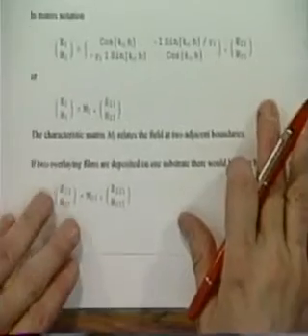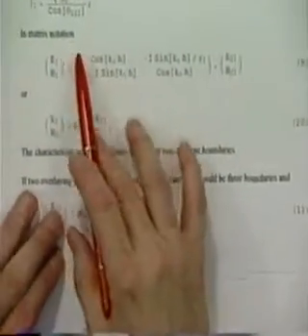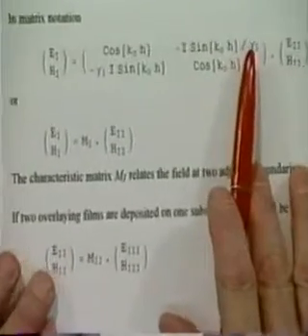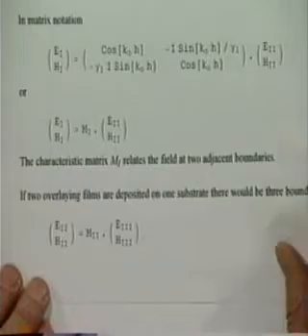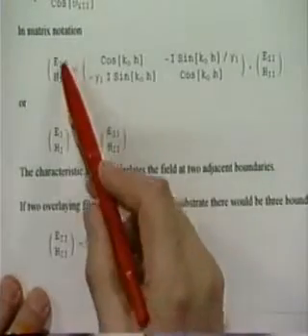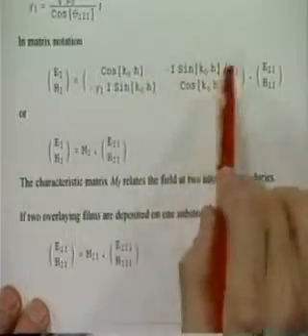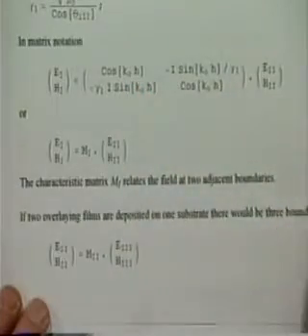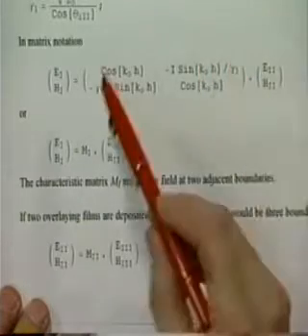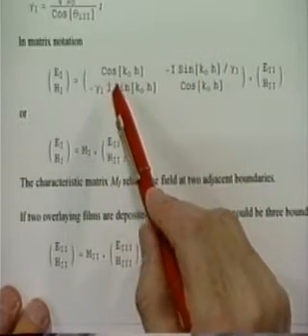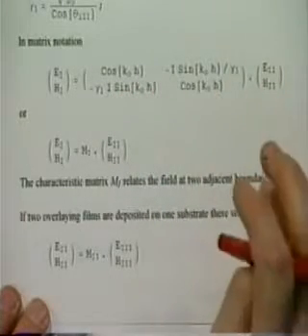Well, we can rewrite this in matrix notation. Maybe if we could just zoom in a little bit here. Okay, that's good. So in matrix notation, we have E1, H1, E2, H2, and these factors here: cosine K naught H, minus i sine K naught H divided by gamma 1, minus gamma 1 i sine K naught H, and cosine K naught H.